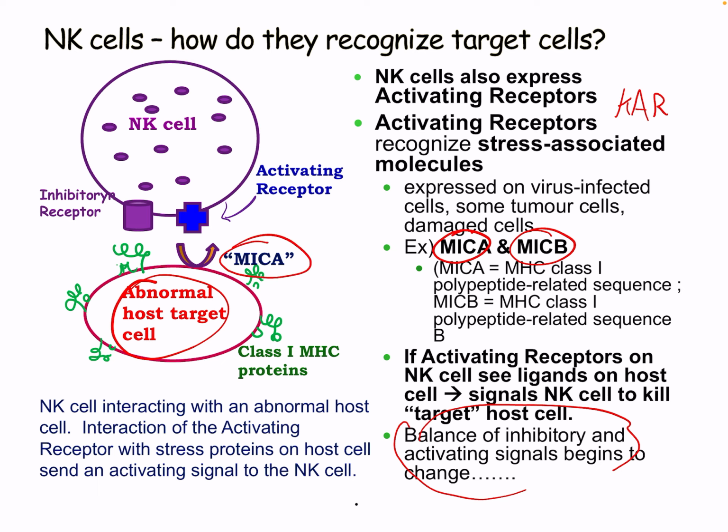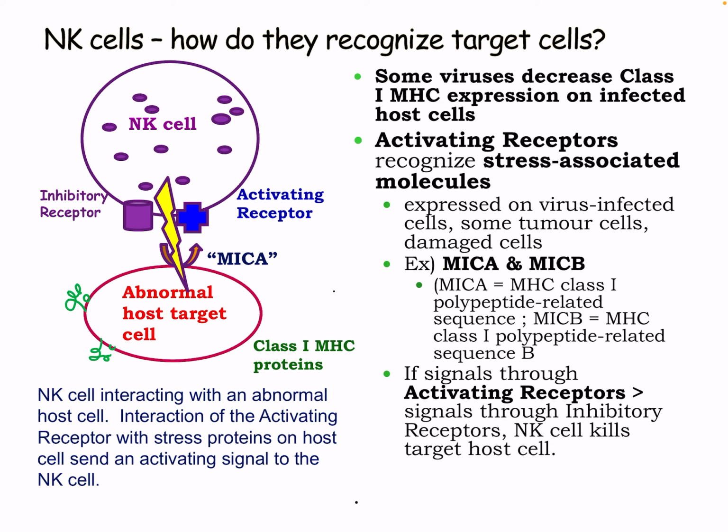Interestingly, there's also another way this works, through the fact that some viruses decrease class 1 MHC expression on affected cells. As we talked about earlier, we have the KIRs, which look at MHC1. So all of a sudden, your MHC goes down. There's no inhibition of the signal to kill. Activating receptors recognize these stress molecules, like we said. So if there's no MHC1 to initiate the inhibition, it will proceed with killing.